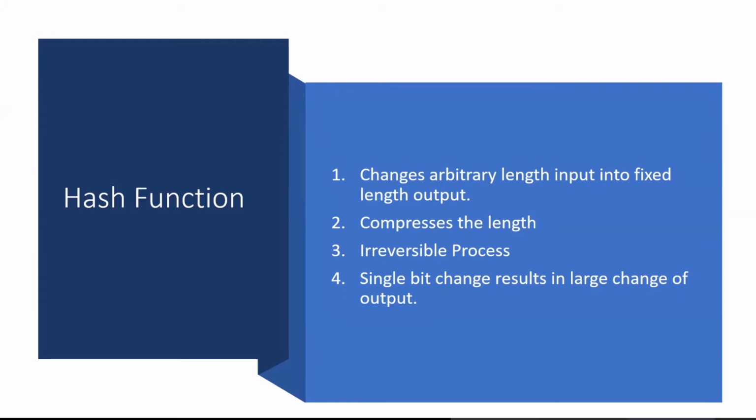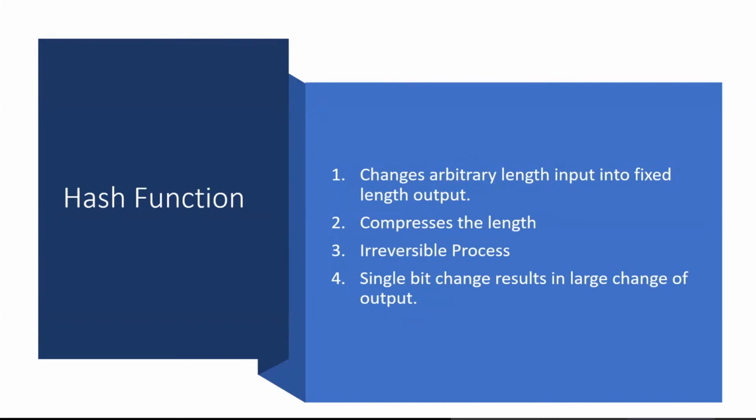The second is it compresses the length. The size of the message is compressed into a smaller length. The third is, and very important, that it is an irreversible process. So one can generate a hash from a message. So we can generate a hash from a plain text, but we cannot generate the plain text from the hash. That means we cannot generate plain text from the hash value because it is irreversible.